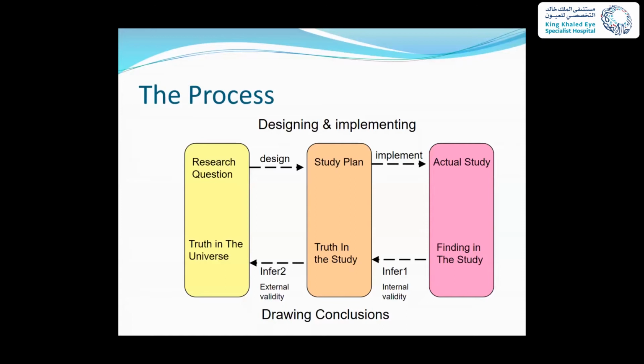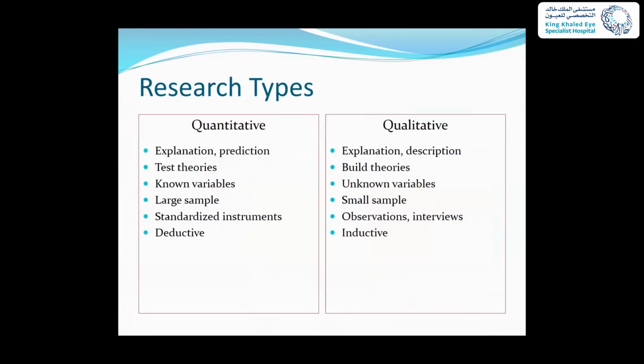The truth in the study will make another inference to the truth in the general population, truth in the universe, and by that we assure the external validity. So we have two kinds of research. We have what we mostly do in medical research, quantitative research, and we have also qualitative research that is mostly applied to social and psychological fields.